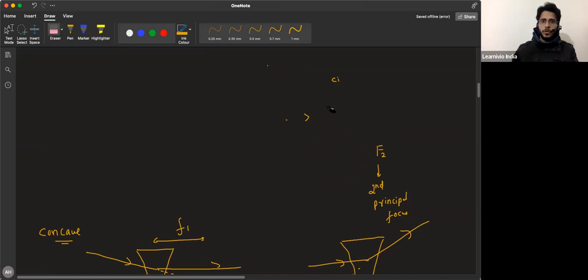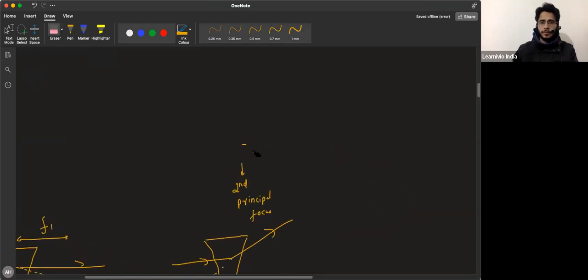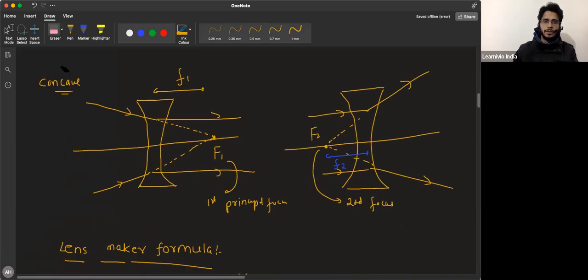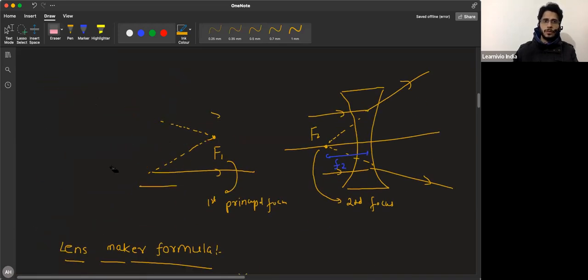What is focus and what is focal length of a lens? A lens has two types of focus, first principal focus and second principal focus. Now let's see what is the difference between the first principal focus and the second principal focus.